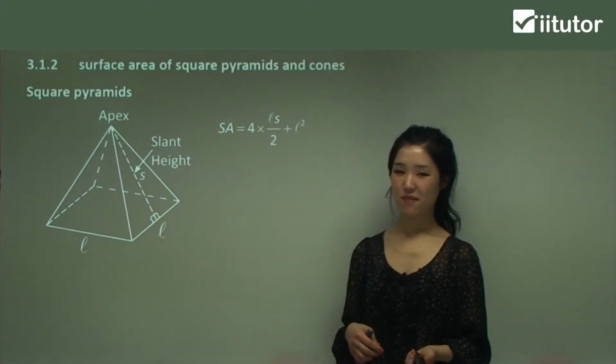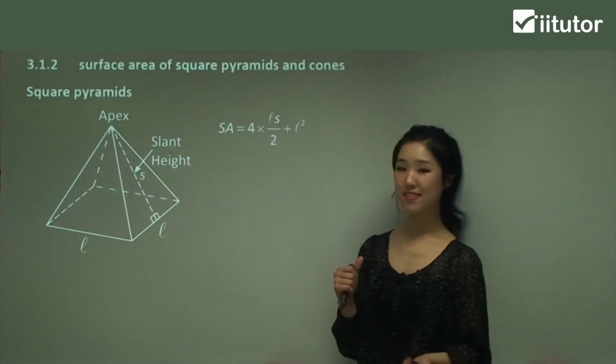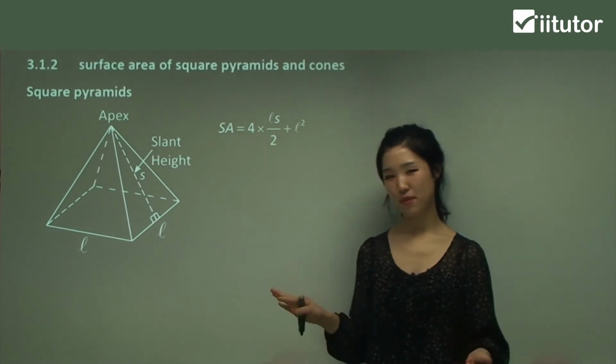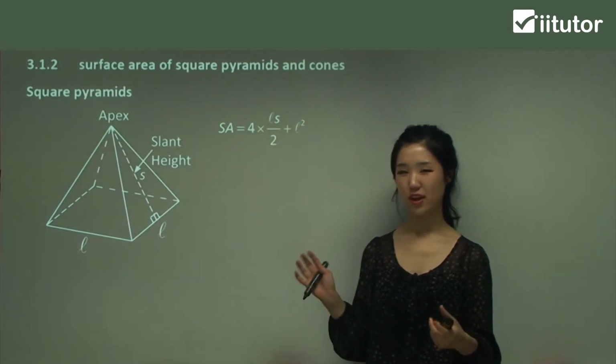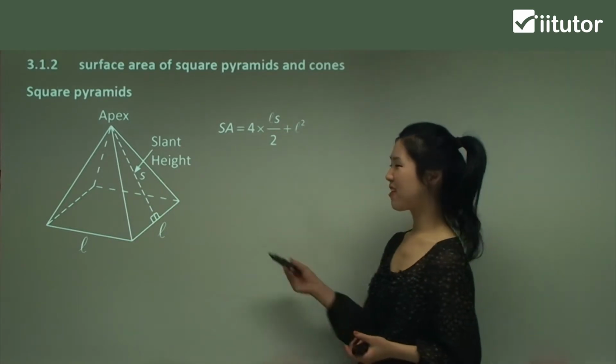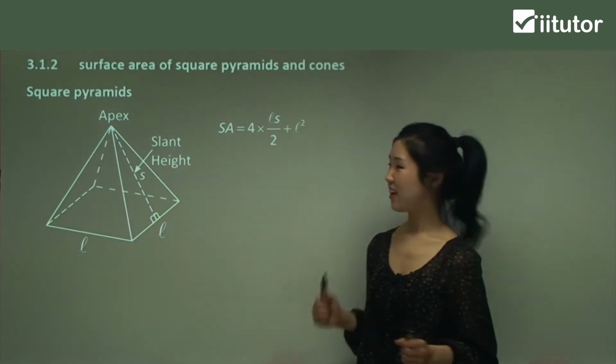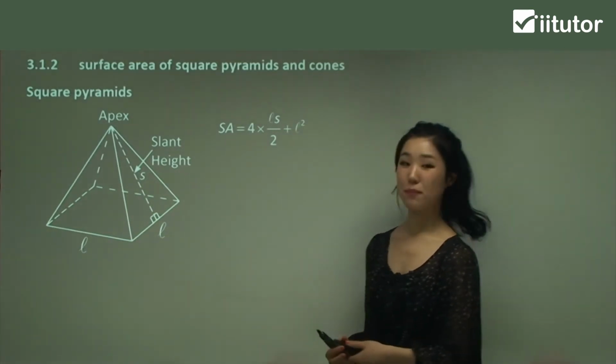Now we're going to look at the surface area of square pyramids and cones. I put this as a separate section because these two need a little bit more thinking, okay? But as long as you get the diagram, it's again very easy. So we'll start with the square pyramids.